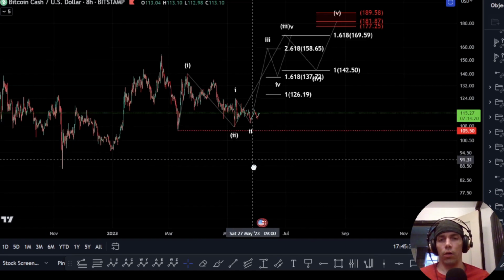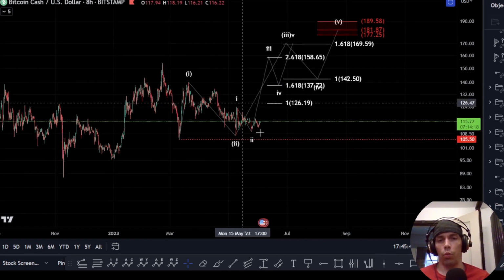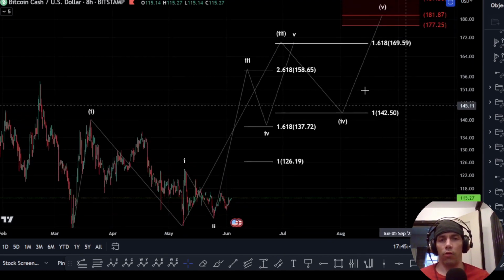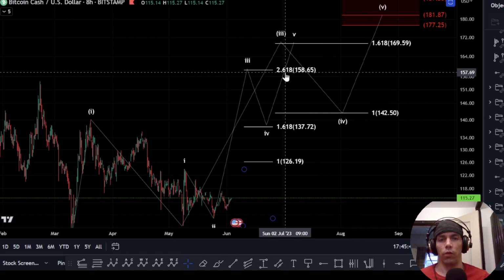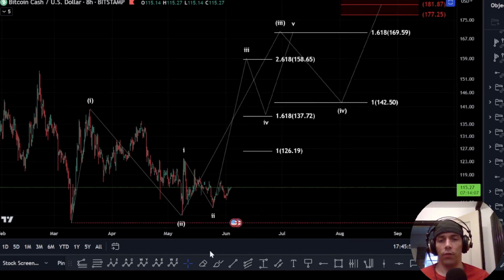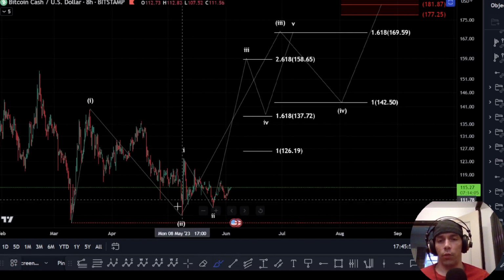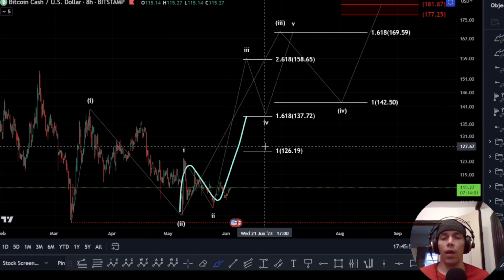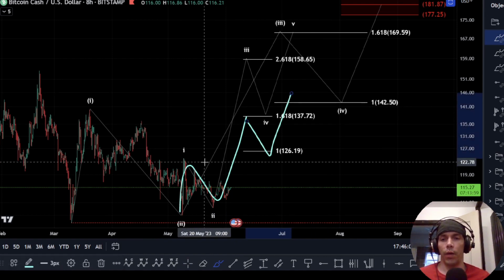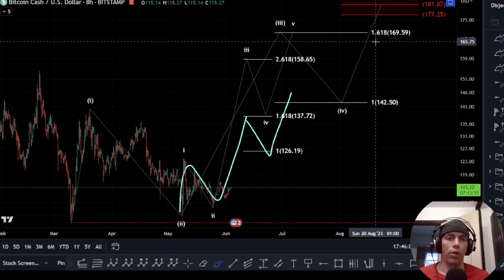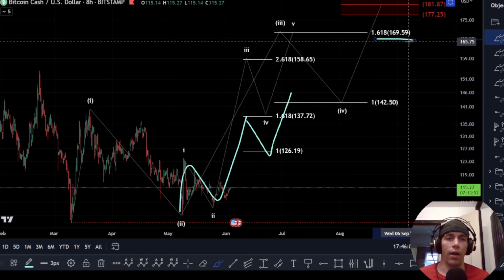Now, we could also argue that within this we have this as 1-2-1-2, and then we're looking to break up directly from this point, but we'd only get confirmation of this by a bigger push up towards this zone here of this 158.65. We would have to see an extension in here, because if we just moved into this 1.618 area of this 137, this would not give us enough strength to get up into this secondary third wave target we need here at this 169.59.